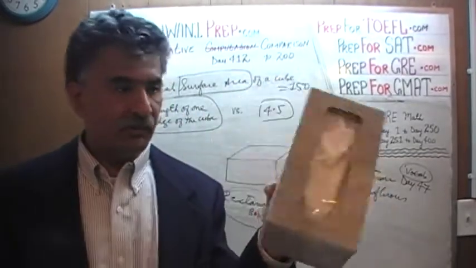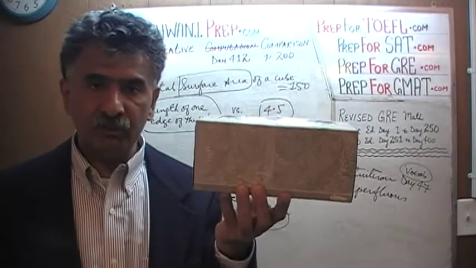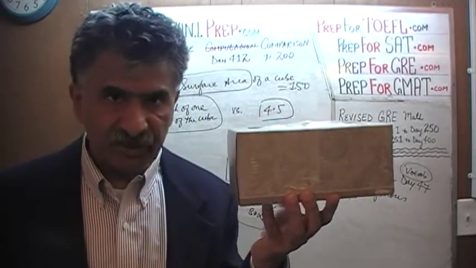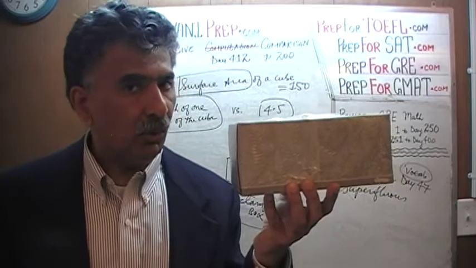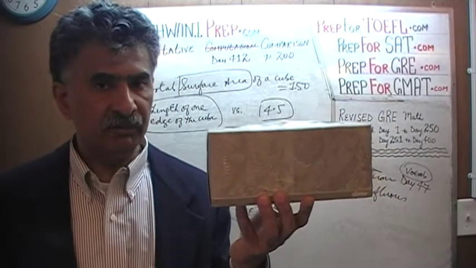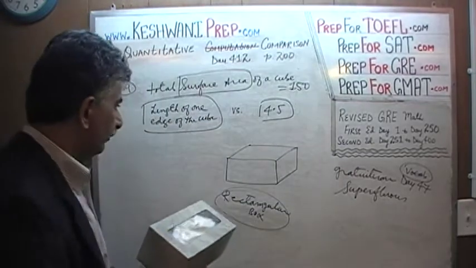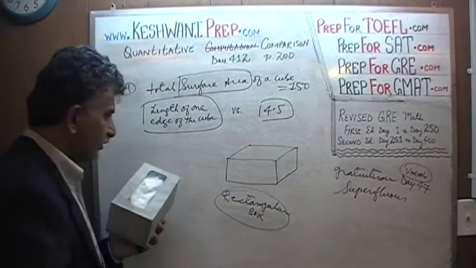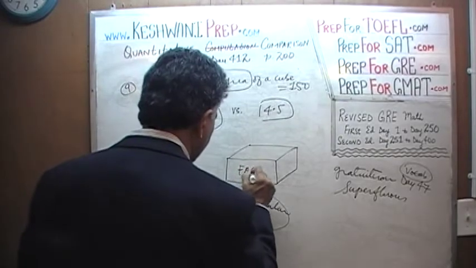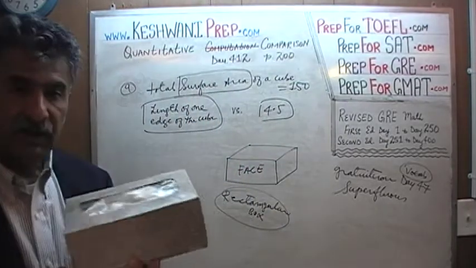What does surface area mean? When you talk about the surface area of this rectangular box, what does it mean? It means exactly what it says. It means area on the surface. And how do we find the area on the surface? We find the area of this face. Each one of them is called a face. And it has six faces.